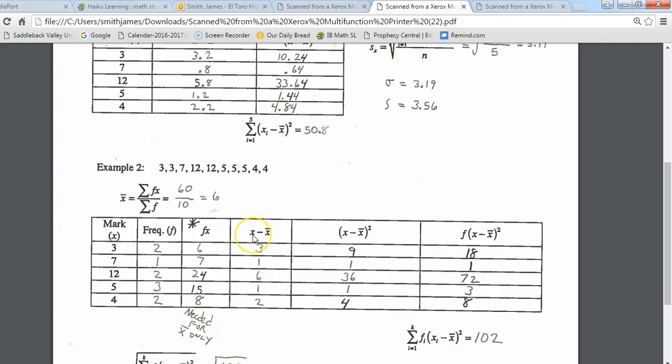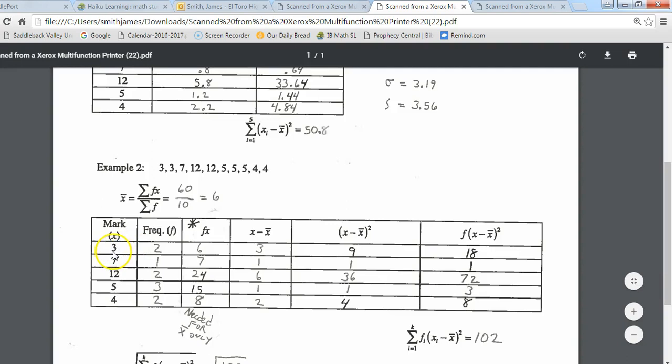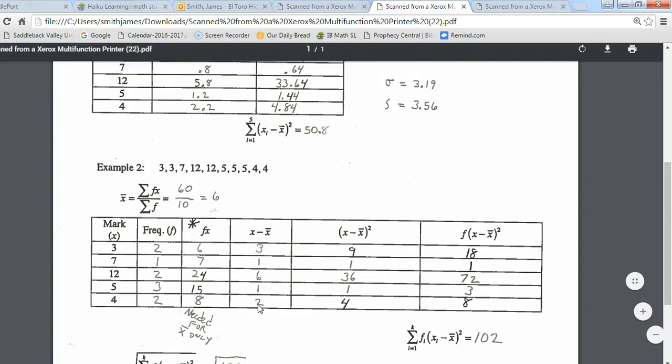And if I just pay attention to the column headings, I just keep going on down the list. The next part of the formula that we did in the last problem was to do each x value minus the mean. So these are my x values. From each of those, I'm going to subtract 6. So I'm going to do 3 minus 6 to get this one, 7 minus 6 to get this one, 12 minus 6, 5 minus 6, and 4 minus 6.